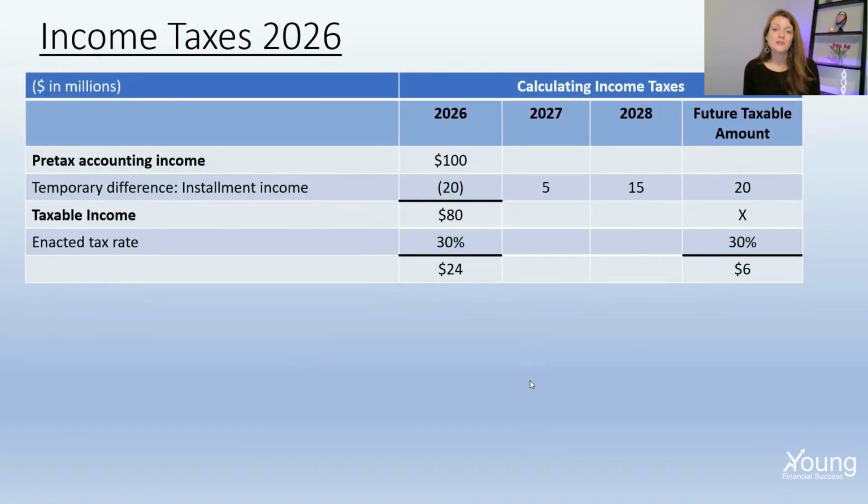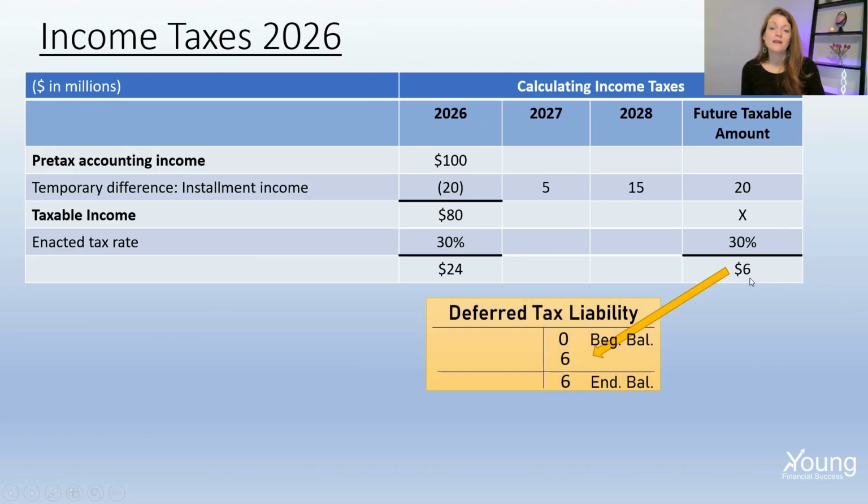So when we look at 2026, the difference was 20 million. They took an extra 20 million in depreciation for tax purposes, which left them with taxable income of just $80 million. We multiply that times the 30%, and their taxes, our tax payable, will be 24 million. We're pushing off that 20 million until a future time. That 20 million times 30% gives us 6 million, which would be our deferred tax liability.